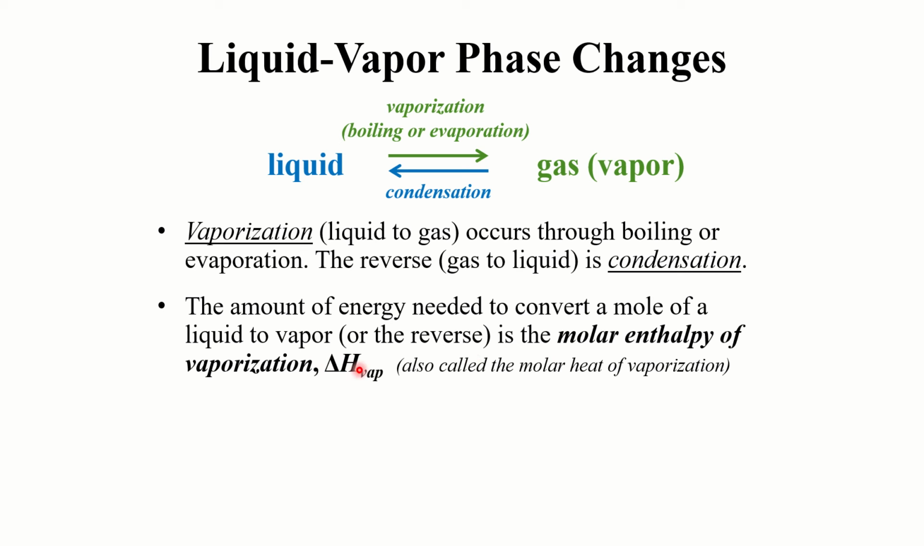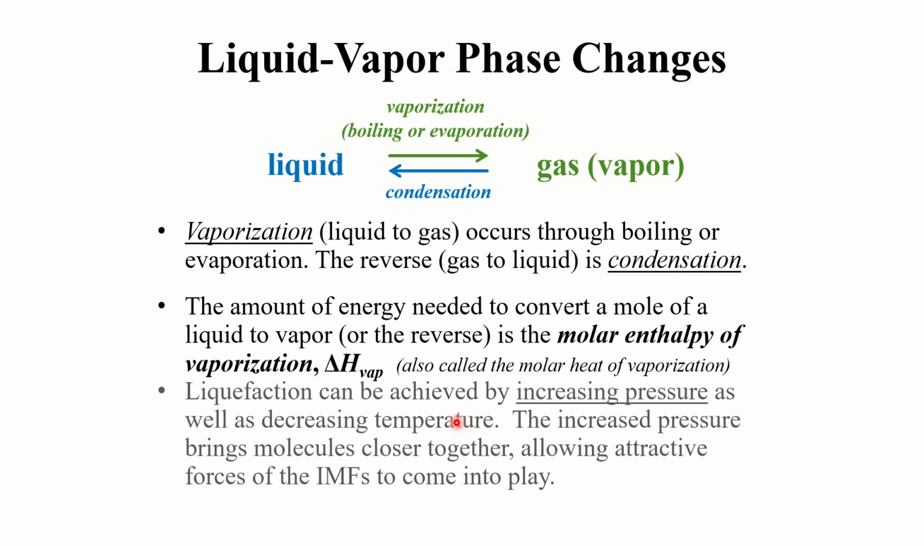So delta H vap, again, is the molar enthalpy of vaporization, the amount of energy, typically in the form of heat, needed to convert a mole of a substance from a liquid to a vapor, or the reverse. It's the same magnitude. It would just be adding heat versus removing heat.